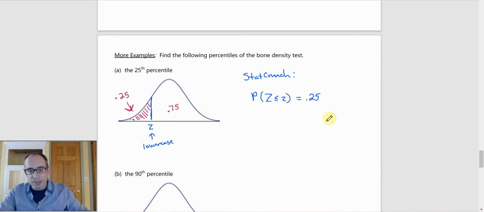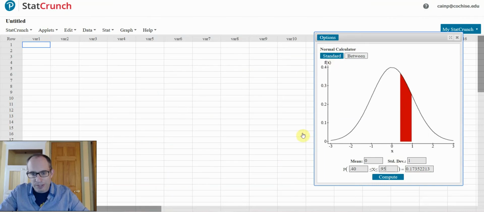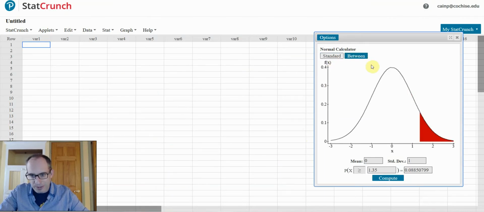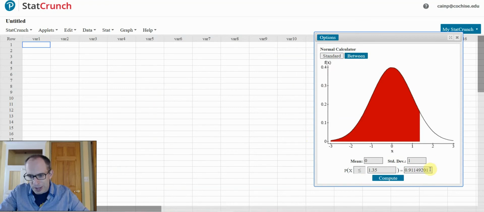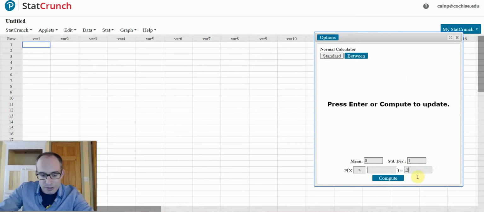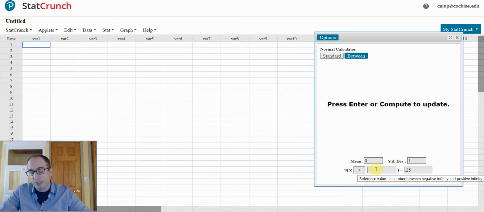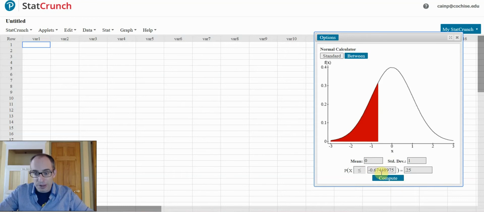So how do you set this up in StatCrunch? And the reason I wrote it this way is to kind of point out how you would do it and where you would put the 0.25. So if I go back to StatCrunch, we want the standard this time. This isn't an in-between. And it's a less than or equal to. And our probability, we know, is supposed to be 0.25. So this is where you enter a value in this box that's all the way on the right. Because the thing you're trying to get is in the blank box. And so then if I click compute, there it is.